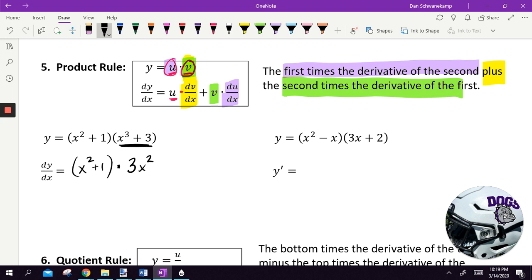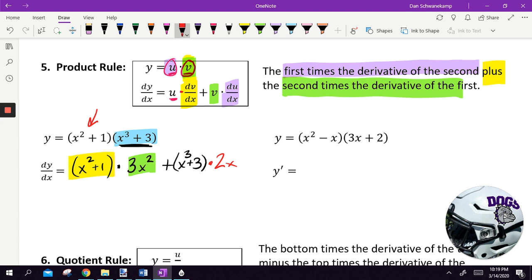So that's first times the derivative of the second, plus the second. So I'm just going to write that out, x cubed plus 3. That would be in parentheses. Times the derivative of the first. So what's the derivative of that going to be? 2x. I'm just going to leave it like that.